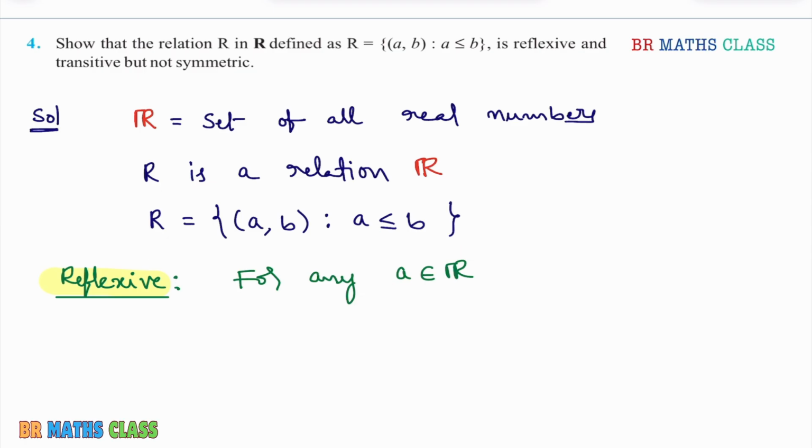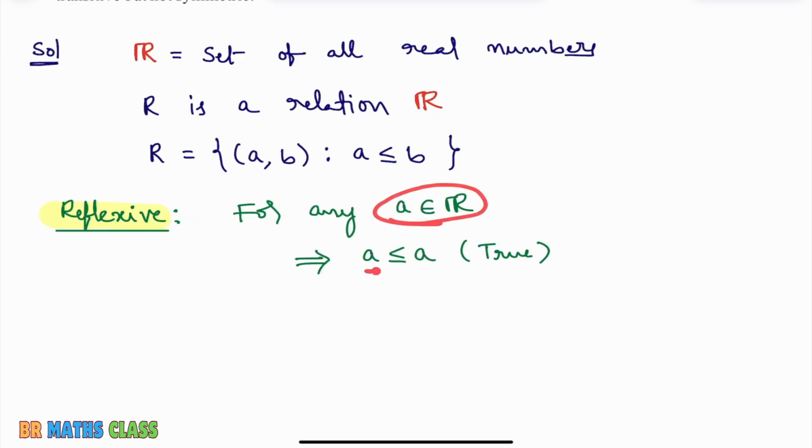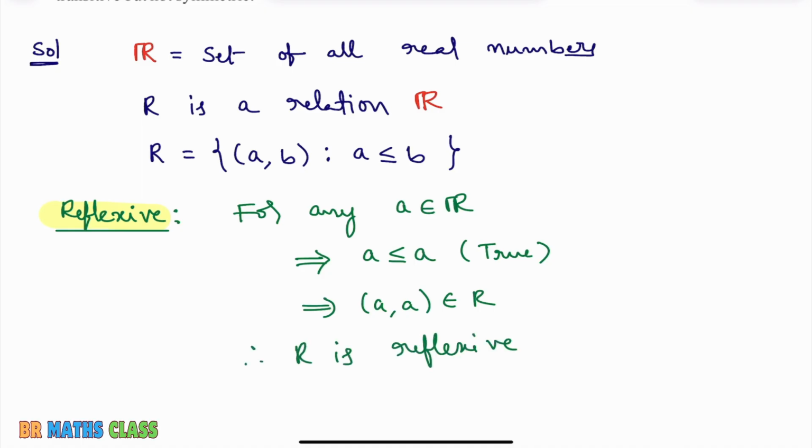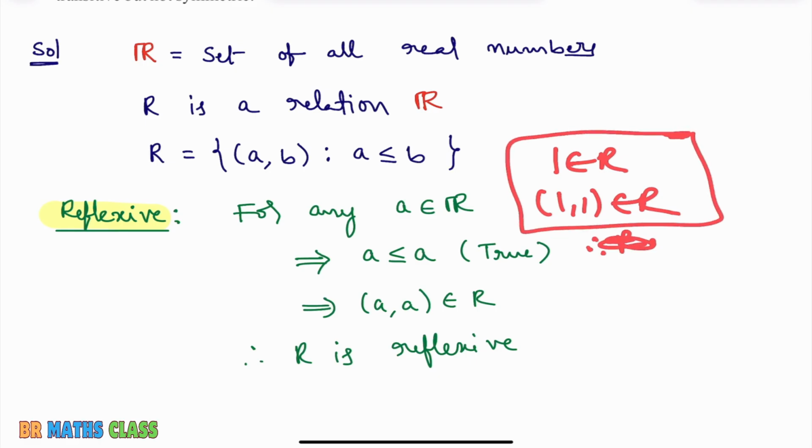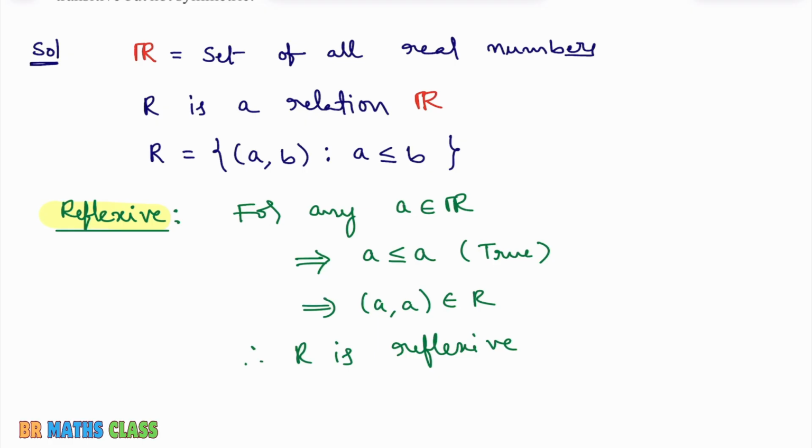I hope you understand. If I take any real number a, you know that a is less than or equal to a. This is true. As a is a real number and the ordered pair a comma a satisfies this condition, I can write that the ordered pair a comma a belongs to the relation. From this, I can say that the relation R is reflexive. Some students will write the answer like this: 1 is a real number, 1 comma 1 belongs to the relation, that's why this relation is reflexive. No, you cannot use such an example when proving reflexive. You can give a counter example only when it is not reflexive. So I proved that this relation is reflexive.